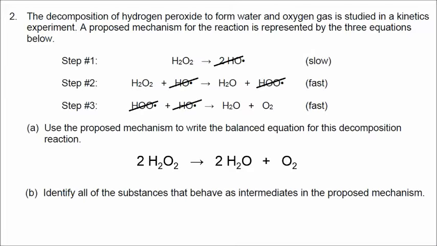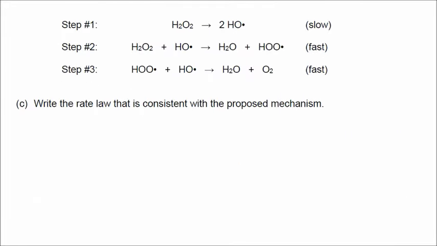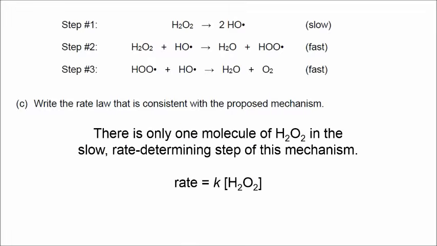The substances that are intermediates are the ones that we crossed off. So both of the HO and the HOO radicals with the little dots there, those are the intermediates that appear on both sides. The rate law is focusing on the slow step, the rate determining step, which has only 1 molecule of H2O2. So the rate law should be first order with respect to hydrogen peroxide.